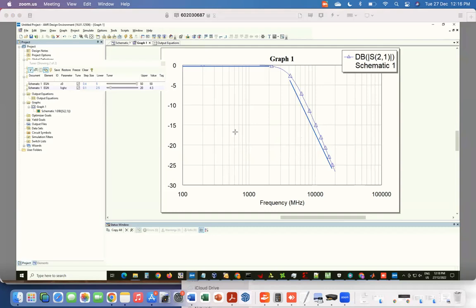This slope will be related to the order, exactly. So if we are able to change from second order to fourth order, you'll see that this part will just remain the same, and then you'll see this thing changing like that.